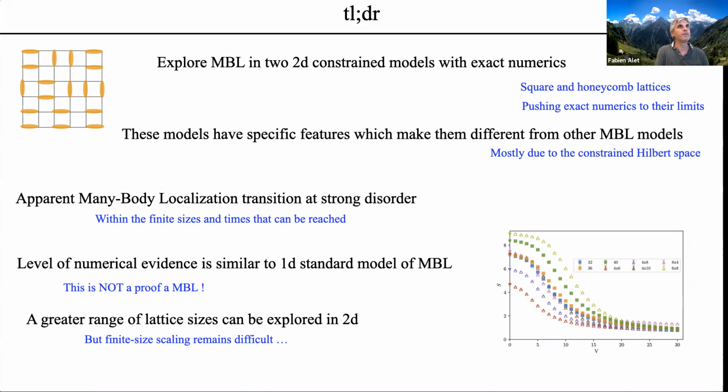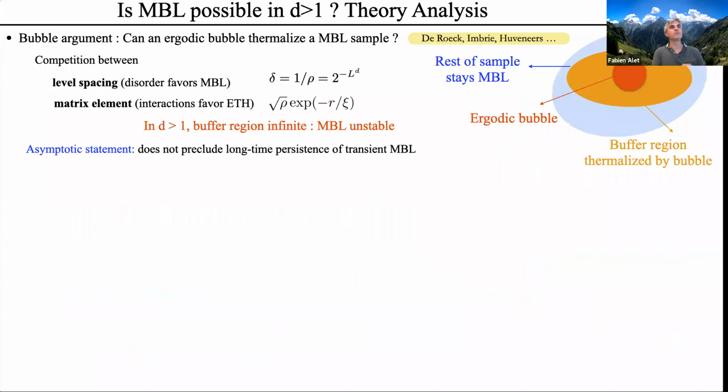Okay, so I think for this audience, I don't need to recall really what many body localization is. So I will just jump straight to the main question of this talk, which is whether the phenomenon of MBL, which most of the people would argue is happening in 1 dimension in lattice models for strong enough disorder, whether it can happen in larger dimension.